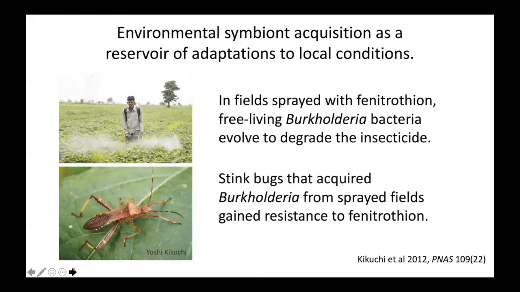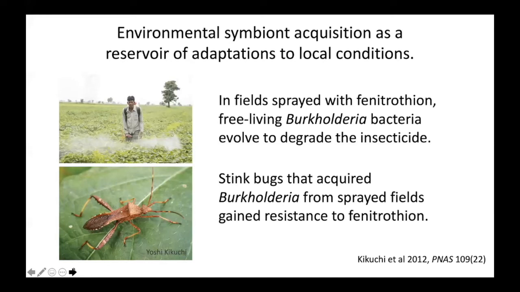And then stink bugs came into the fields, and just as they naturally would, they acquired their Burkholderia symbiont from the soil that had been sprayed with the pesticide. And that bacteria conferred instant resistance to the insecticide directly to the insect. So the insect didn't even have to do any evolution itself. Like within a single generation of the insect, it suddenly became resistant.